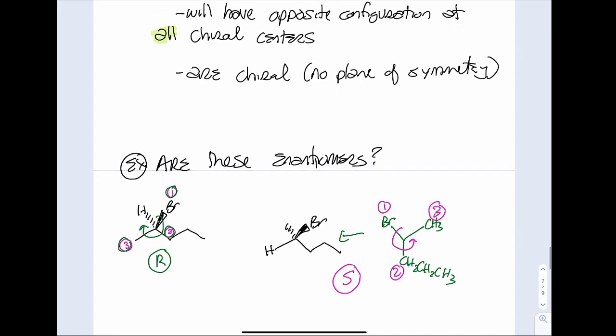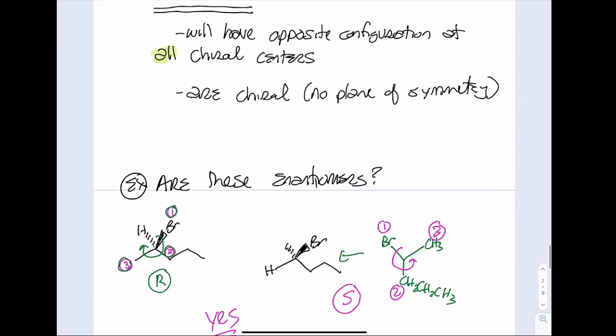So because one is R and the other is S, the answer is yes, they are enantiomers. You could manipulate those where they are mirror images and they are not superimposable. If I would have gotten R for both of them, no, they're not enantiomers. If I would have gotten S for both of them, no, they're not enantiomers. But because it's opposite, and I only have that one chiral center, it's opposite at all chiral centers, so yes, they are enantiomers.